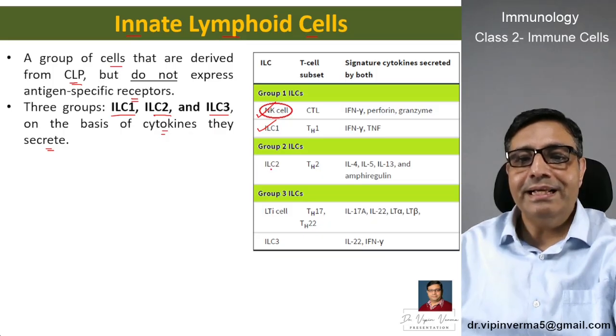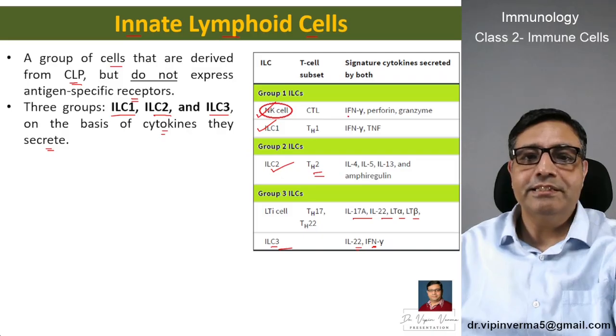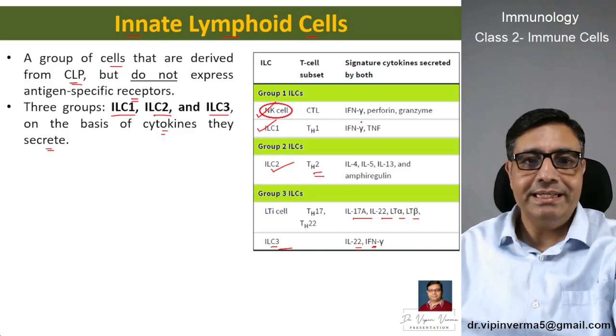and TNF. In ILC2 cells, which have some relativity with Th2 cells here, IL4, IL5, IL13 and amphiregulin, and in the type 3 or group 3 cells we have IL17A, 22 and LT alpha and beta, and in this ILC3 we have IL22 and IFN gamma. So these are the T cell subsets which are under consideration in different groups, and these are the signature cytokines which are secreted by both the T cell subset and the specific ILC.